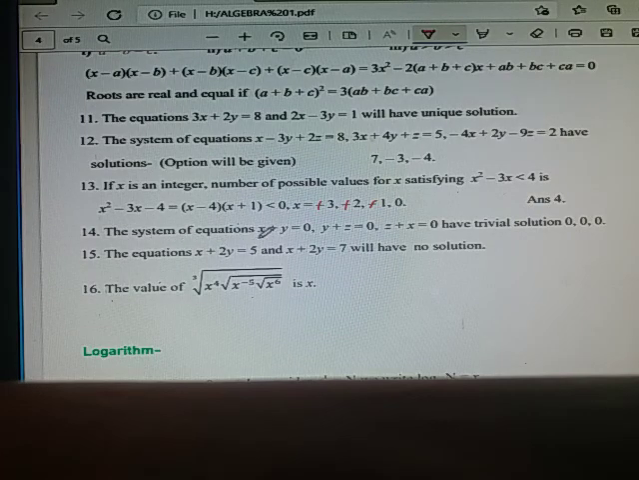Then system of equations. The system of equations x plus y equal to 0, y plus z. So this is a trivial solution, and this is simple. You see these things. So x plus twice y will have no solution, because they are parallel lines. Parallel lines will never meet. That is why it has no solution. And this is some third problem. So this is all about equations.